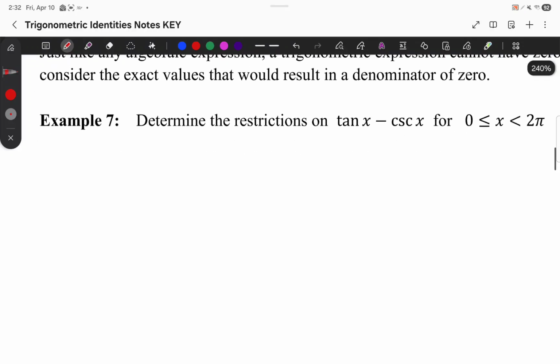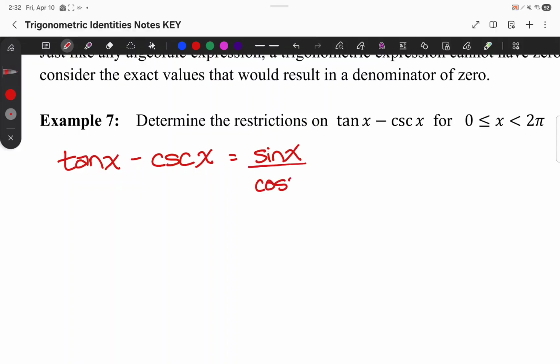So let's just take this example. This one is tan x minus cosecant x. Let's see if we can rewrite this as some fractions so we can see what's actually in the denominator. So tan x is actually sine x over cosine x. And for cosecant, it's 1 over sine x. It doesn't ask me to simplify or do anything like that, although this is pretty much as simplified as we would get, but it does say consider the restrictions.